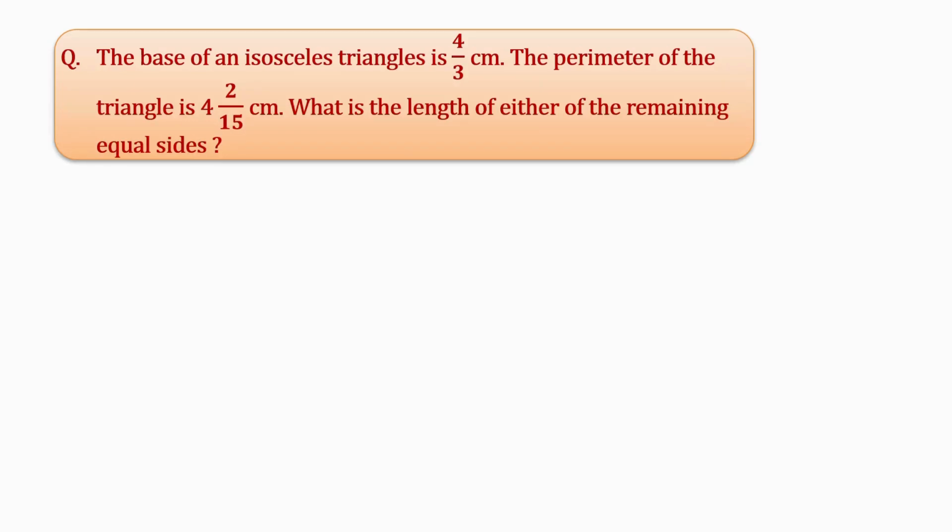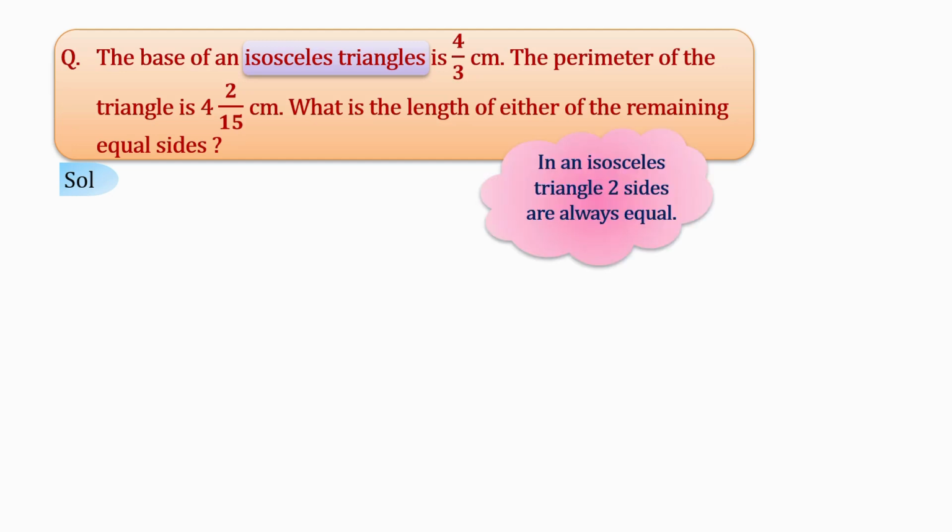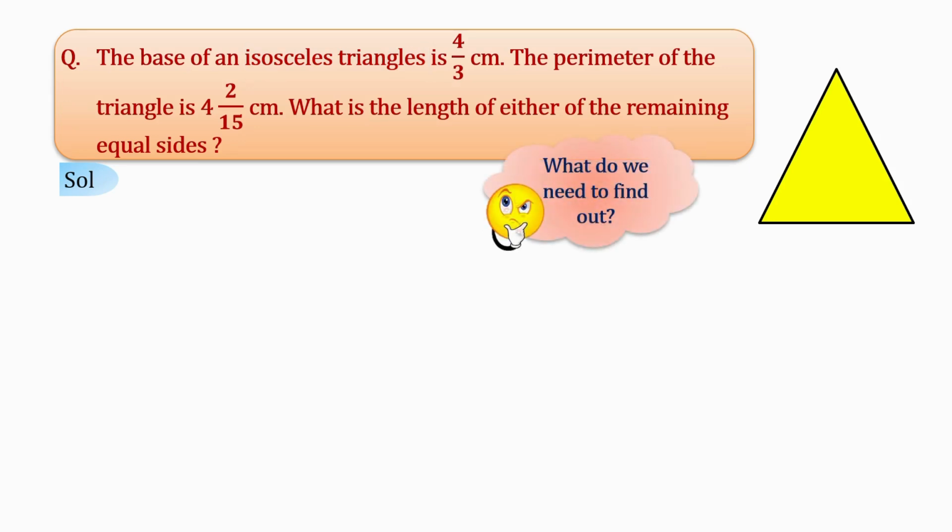Now another problem. The base of an isosceles triangle is 4 by 3 centimeter. The perimeter of the triangle is 4 2 by 15 centimeter. What is the length of either of the remaining equal sides? Okay. So what is given here? It is an isosceles triangle. So we know that in an isosceles triangle, two sides are equal. So this is the figure of the isosceles triangle. Now what we need to find out over here? We need to find the length of either of the remaining equal sides.